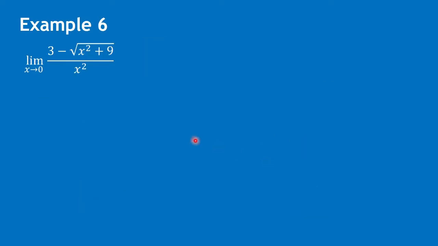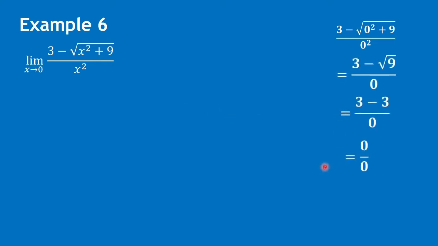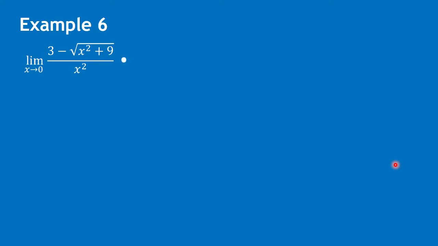For example 6, we have the limit of 3 minus the square root of x squared plus 9 all over x squared as x approaches 0, showing that this would be 0 over 0. We have to substitute 0 to our variable x. To evaluate the limit, we need to multiply this function to 3 plus the square root of x squared plus 9 over 3 plus the square root of x squared plus 9.